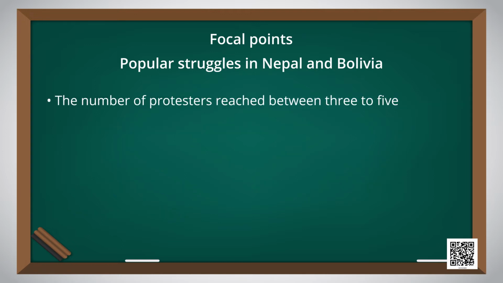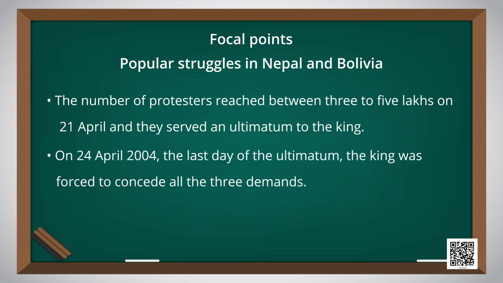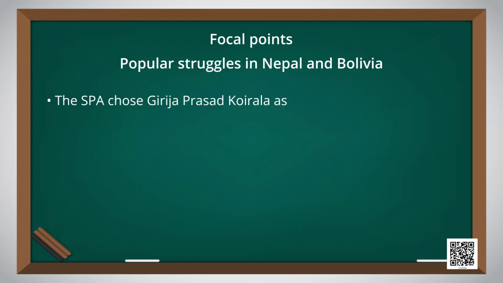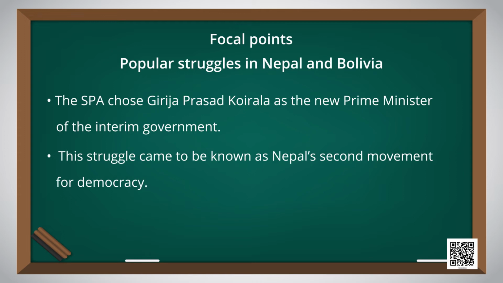On 21st of April, how 5 lakh people gathered and gave an ultimatum to the king. On 24th April 2006, the last day of the ultimatum, the king was forced to concede all the 3 demands. The SPA chose Girija Prasad Koirala as the new Prime Minister of the interim government. The struggle came to be known as Nepal's second movement for democracy.